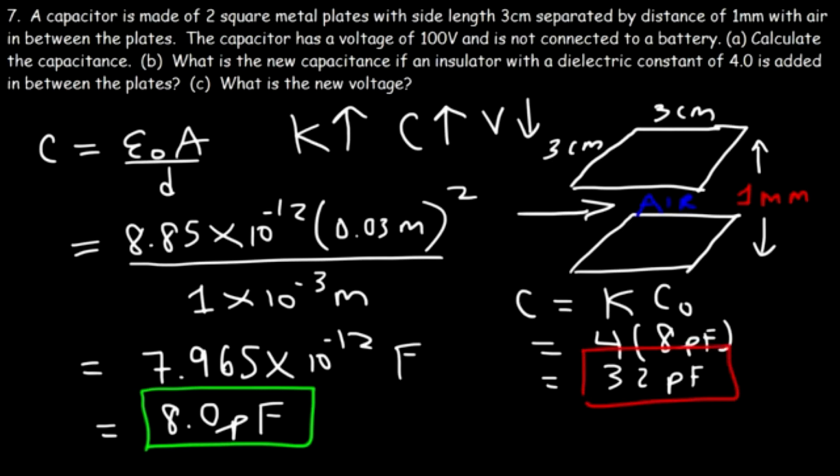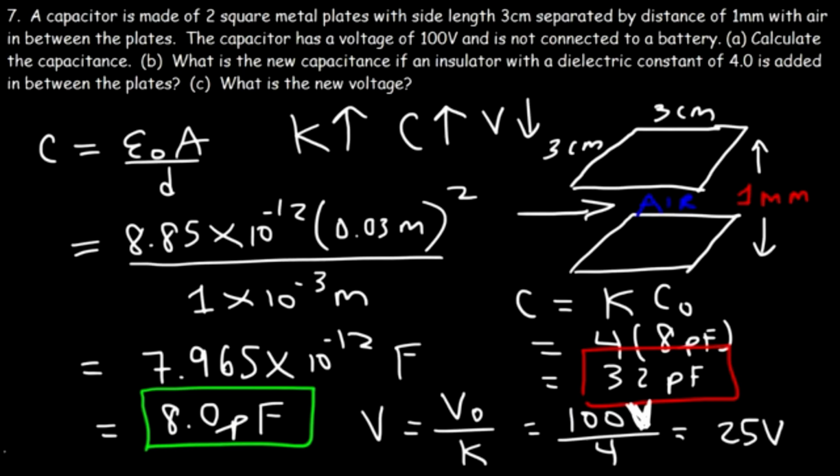Now what about the voltage? The voltage is going to decrease, but the equation that you need is this one. V is going to be equal to the original voltage divided by K. The original voltage is 100, and K is 4. So 100 divided by 4, that's in volts by the way, is 25. So that's going to be the new voltage, 25 volts.